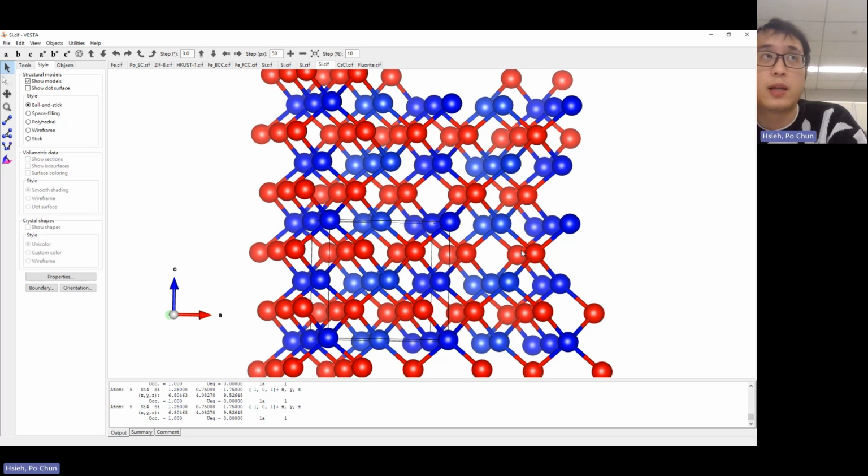So as I have shown, VESTA is a very powerful software in the study of crystallography. So I believe it will be very helpful for you if you can play around with the software yourself. So thank you very much.